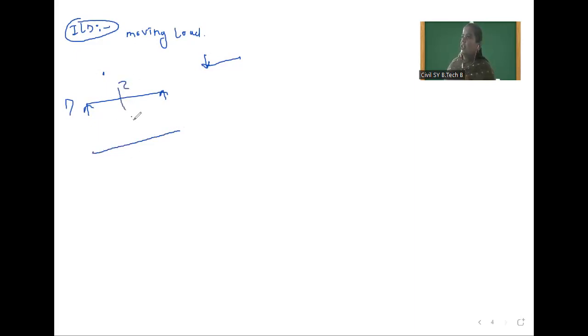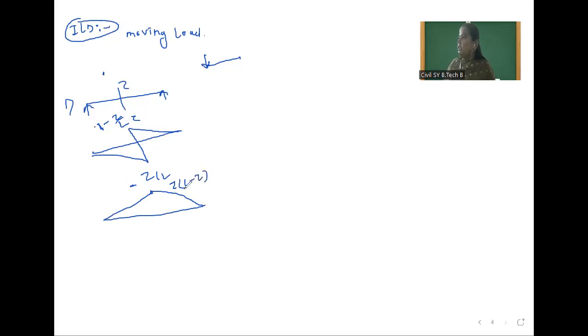Suppose here Z section is provided. At that time, this is Z. Here it will come, and this is Z by L, and here 1 minus Z by L. After that, for bending moment, from this point to Z, the value will be there, and here this value is Z (L minus Z) divided by L. So these are the diagrams for simply supported beam.